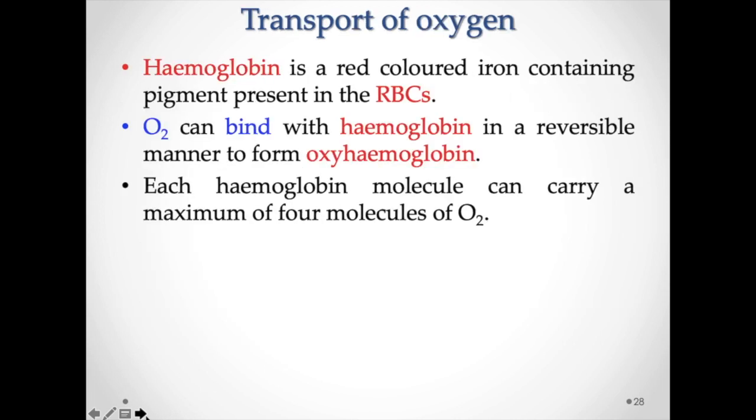How does oxygen get attached to RBC? RBC have a pigment called hemoglobin, which is a red color pigment. Oxygen easily binds to this hemoglobin and forms oxyhemoglobin. As it reaches the tissue, it will easily give away oxygen to the cells. Each hemoglobin molecule can carry a maximum of 4 molecules of oxygen.